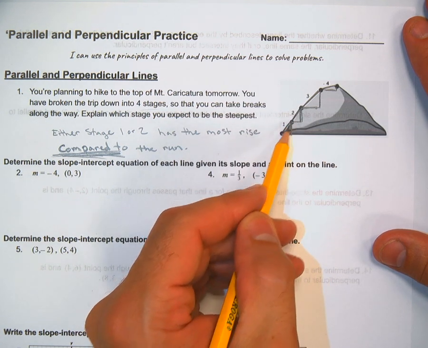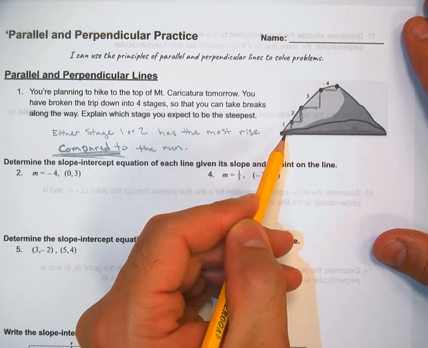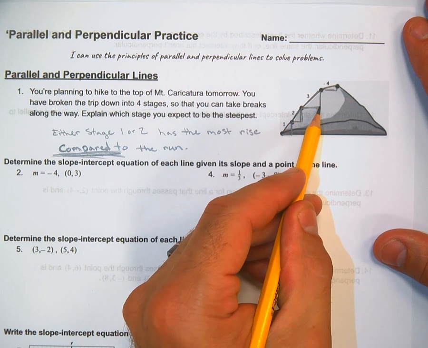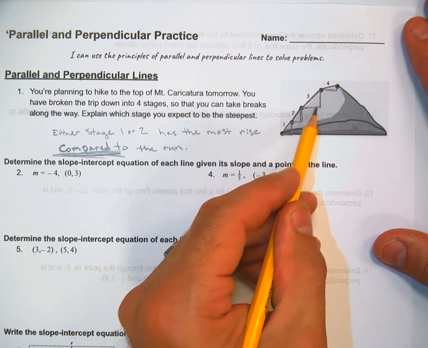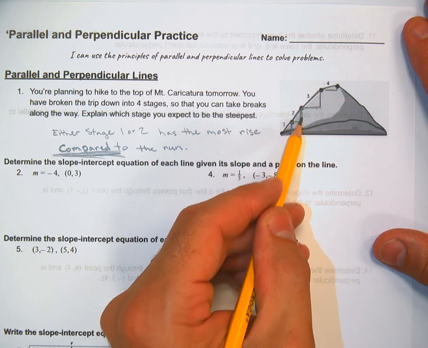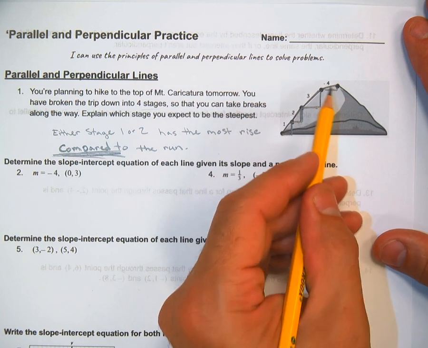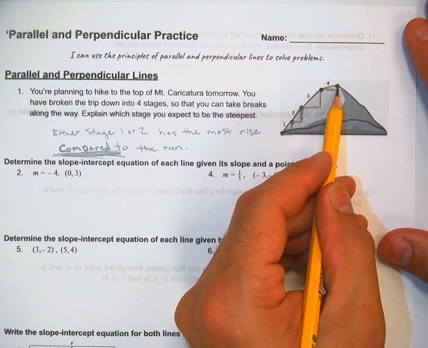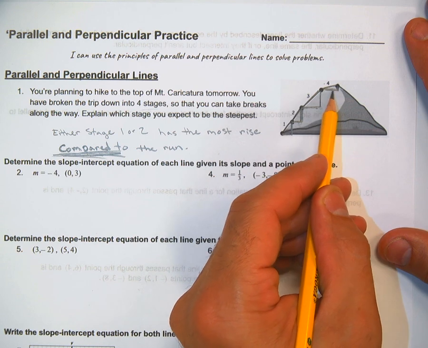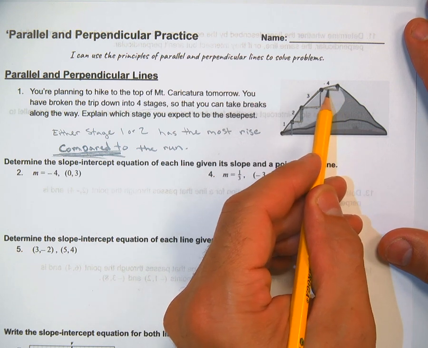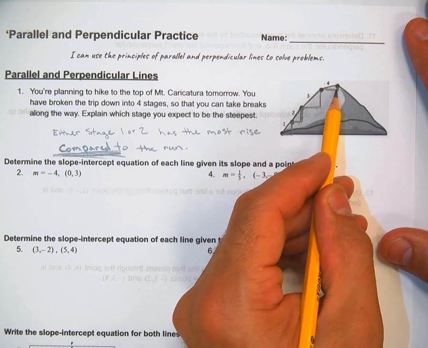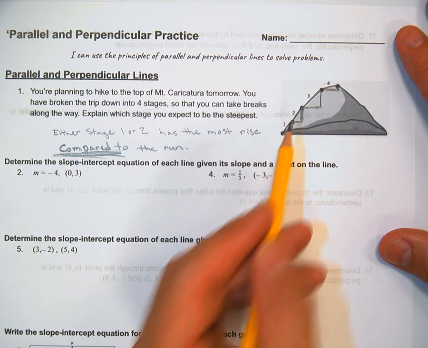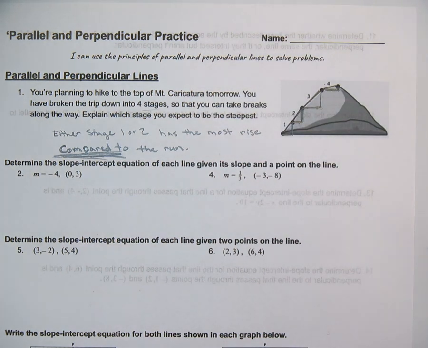Stage 2 goes up a little bit more than 1, but it also goes over a little bit more than 1. Stage 3 definitely goes up the most, but it also goes over the most. When we compare those, they're closer to the same, whereas in stage 4 it goes up more than over. While you're at the highest point on the mountain, you hardly have any vertical climb left. It's pretty much leveling off. It's almost all horizontal movement at this point. So that's the least steep, and we're pretty close between 1 and 2 for which is the steepest.